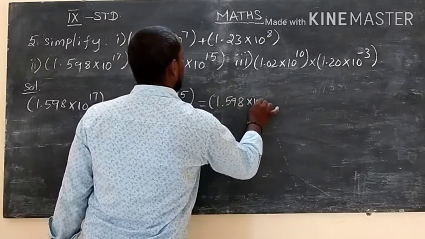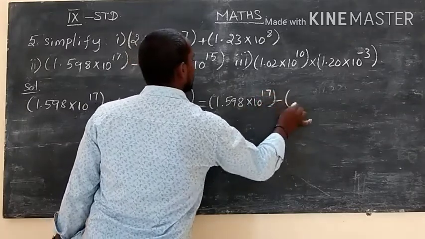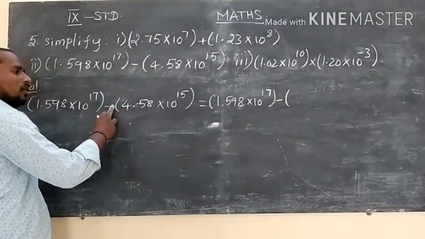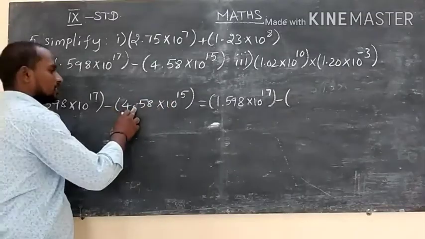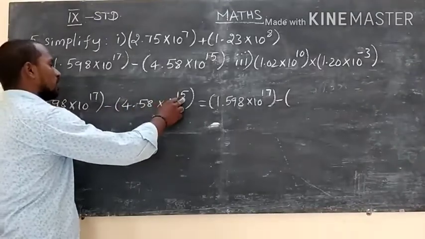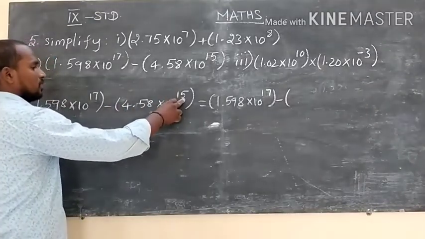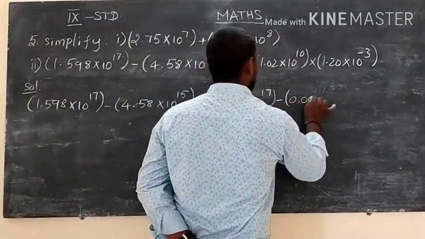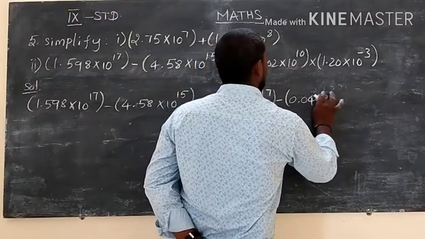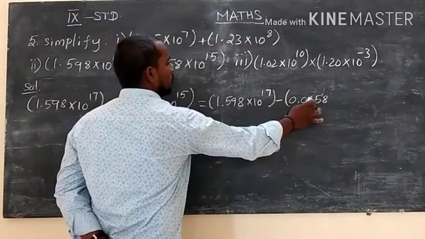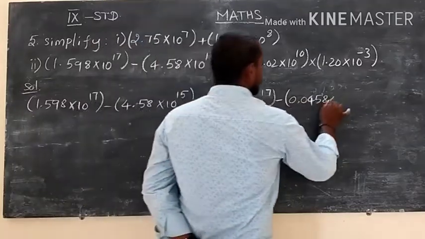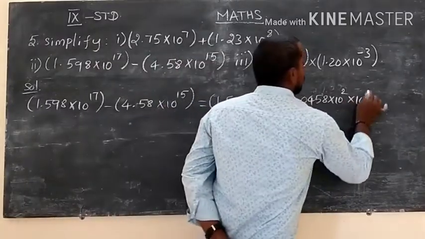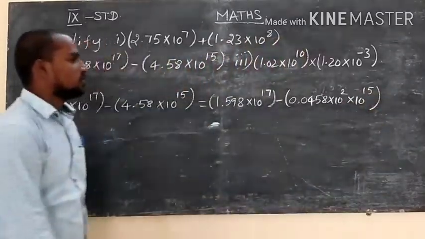1.598 × 10^17. The first value is fixed. For the second value, shifting the decimal from right to left, we get the positive exponent. Making the shift 1, 2, because 2 is wanted: 15 plus 2 is 17. So 1, 2, one more 0, so 0.0458. Because the decimal shifted 2 places, this is 10^2 into the already existing 10^15. Have you understood the step?